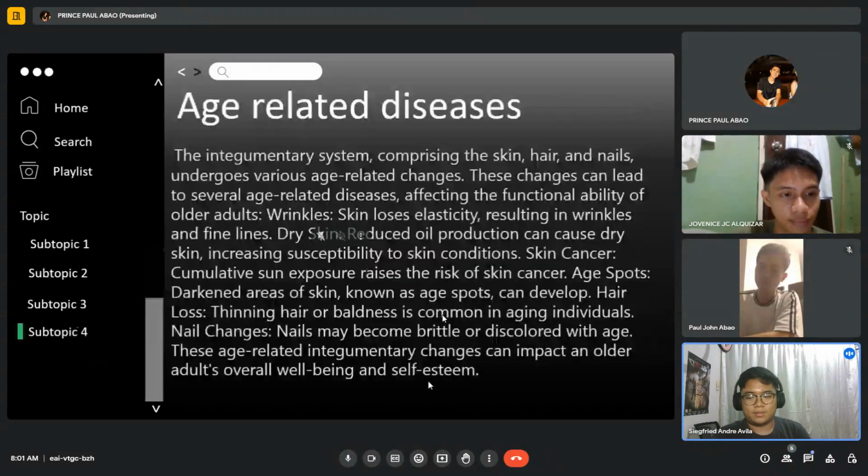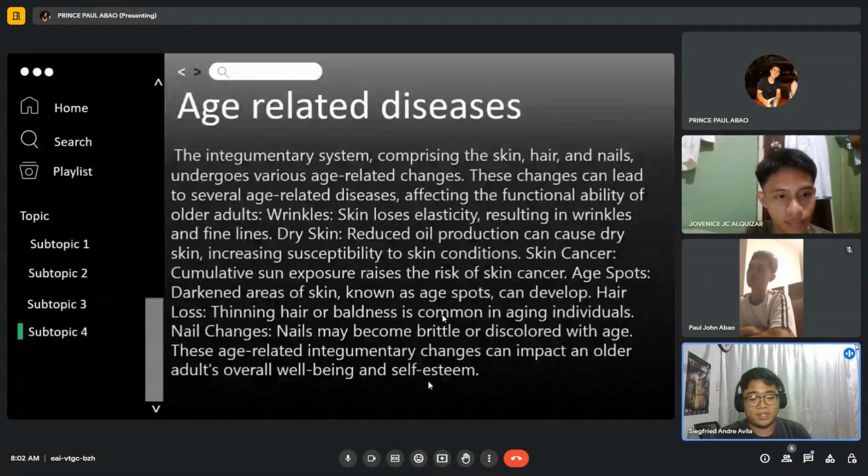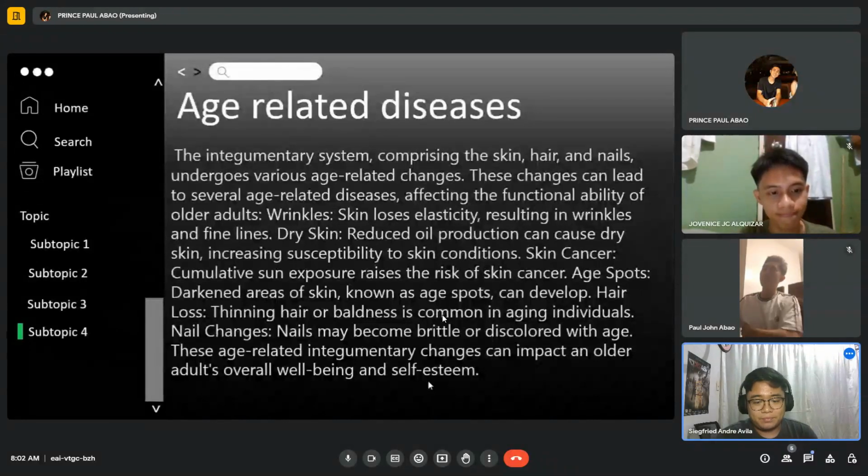Hello. For the related diseases, the integumentary system, consisting of the skin, hair, and nails, is the body's protective barrier and plays a crucial role in maintaining overall health. As individuals age, the system undergoes various changes that can have significant implications for their well-being. This report explores age-related changes in the integumentary system, their impact on health, and the potential age-related diseases associated with these changes. So, first are the wrinkles.